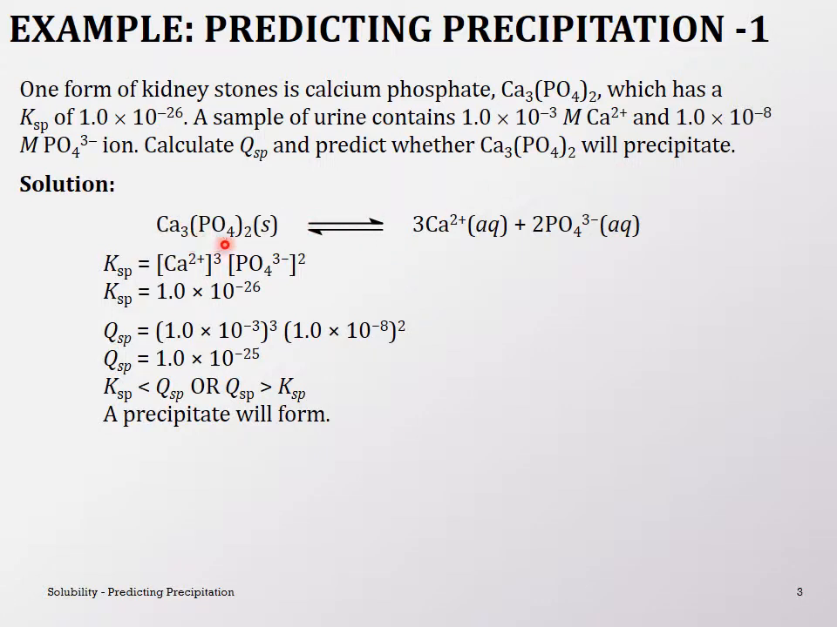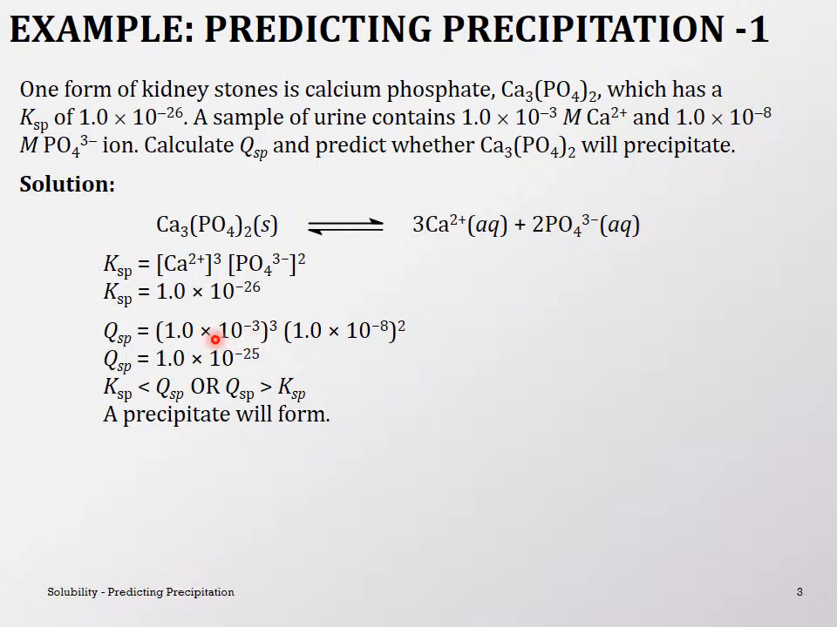So here is your calcium phosphate. Here is the dissociation. You get 3 calcium ions and 2 phosphate ions from the dissociation. So our KSP is calcium to the power of 3 and phosphate to the power of 2, and KSP is given to us, which is 1.0 times 10 to the negative 26. So we are calculating for QSP. Remember, the QSP is the same formula as KSP. So we're going to go ahead and use the concentrations over here.